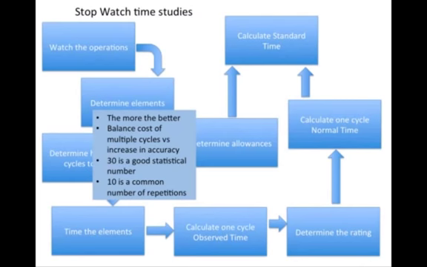10 is a common number of cycles, and that's really trying to balance the cost of doing the cycles versus the accuracy. What I mean by cycles is watching somebody do the thing over and over and over again and timing it each time they do it. So you're going to time it each time they do it, you're going to do it 10 times.